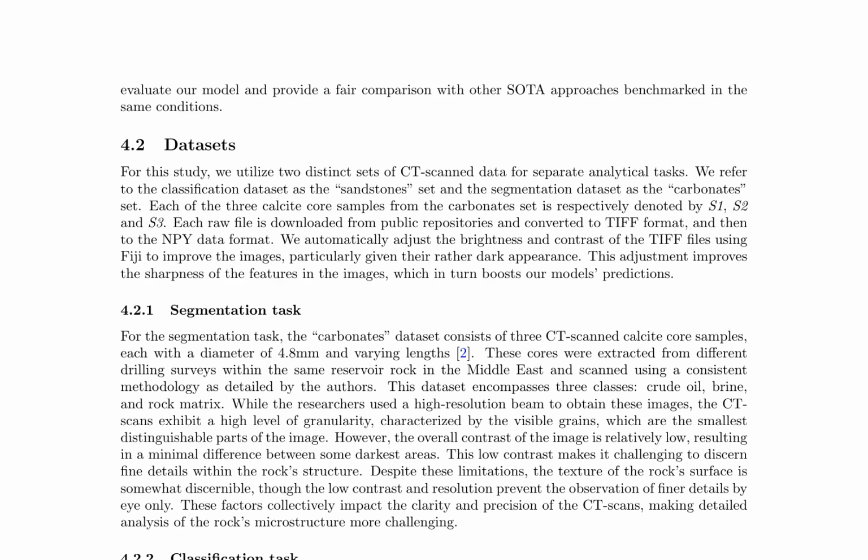The authors employed two distinct datasets in their study: the sandstones set, for classification tasks, and the carbonates set, for segmentation tasks. The carbonates dataset comprises 3 CT-scanned calcite core samples, each with a diameter of 4.8 mm and varying lengths, encompassing 3 classes: crude oil, brine, and rock matrix. The high granularity CT scans exhibit low overall contrast, making it challenging to discern fine details within the rock structure.